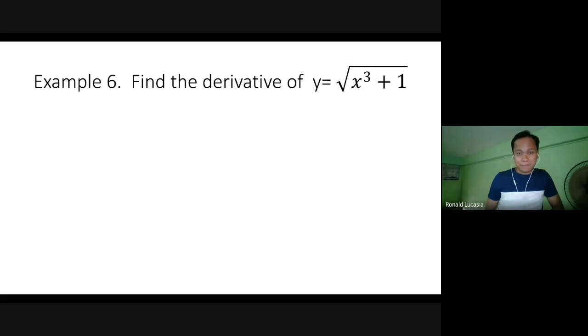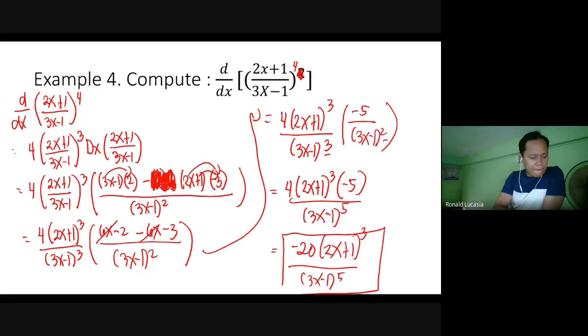Yun yung kanina. Find the derivative of x cubed plus 1. Kasi, wala siyang kaparehas pero itry natin yung kanina. Ilipat ko ha, para meron kayong sample. Yun na lang.